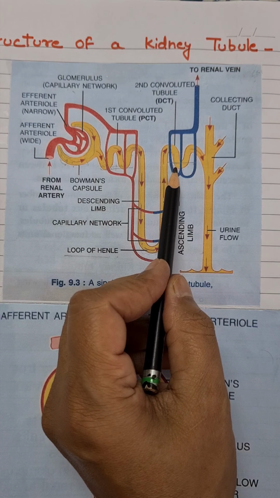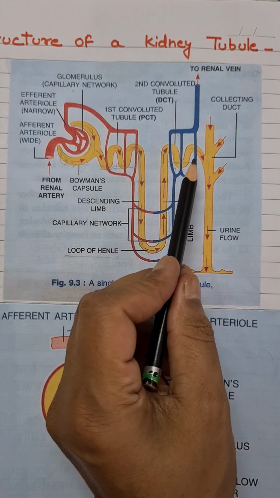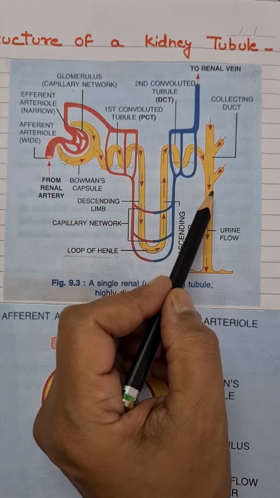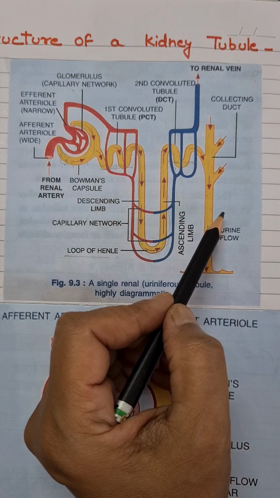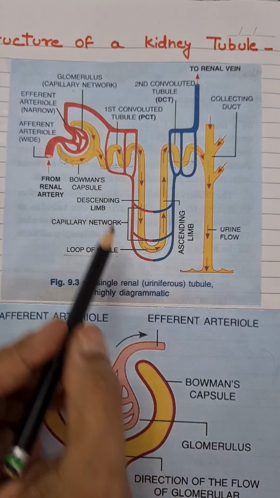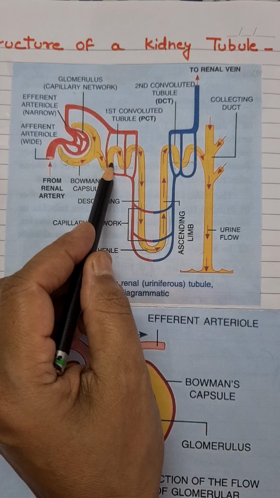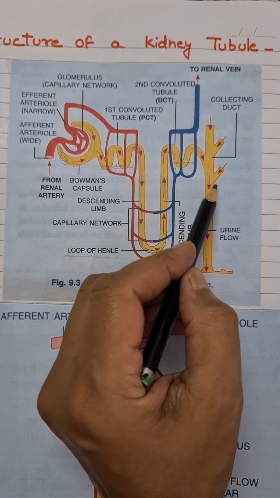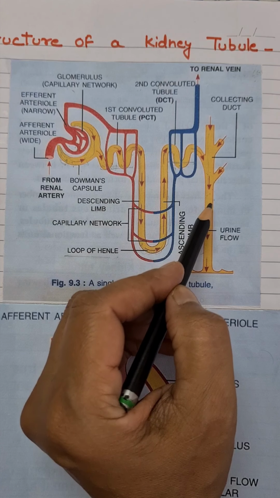This part of the nephron is again present in the cortex, and further it is joined to the common collecting duct. The collecting duct receives content of many kidney tubules and pours it as urine to the pelvis of the kidney. So these are all the structural parts of the uriniferous tubule or kidney tubule: Bowman capsule, proximal convoluted tubule, then loop of Henle, distal convoluted tubule, and common collecting duct. Common means 3 or 4 nephrons have one collecting duct in common.